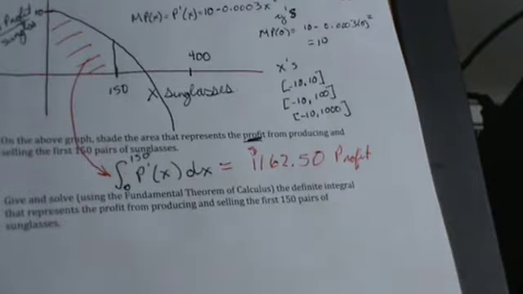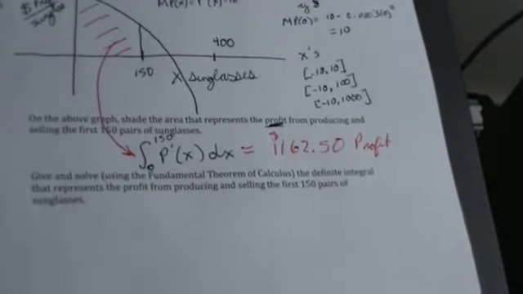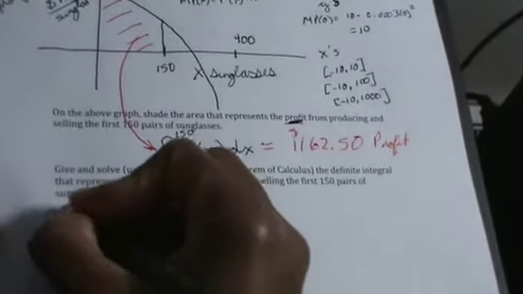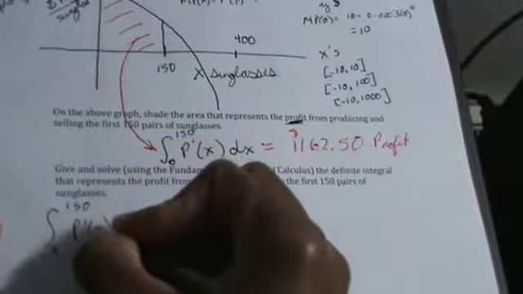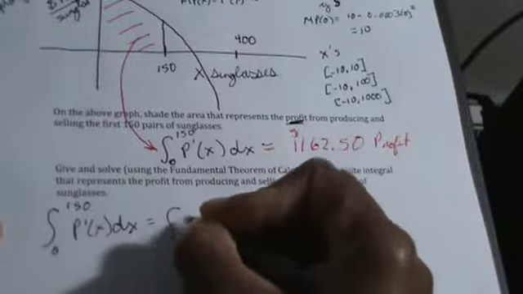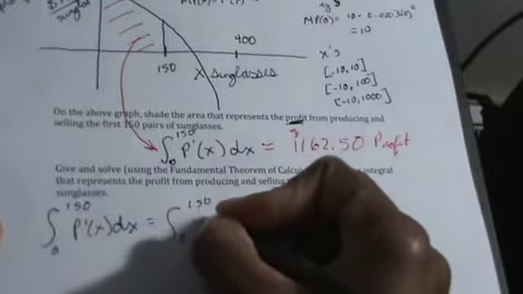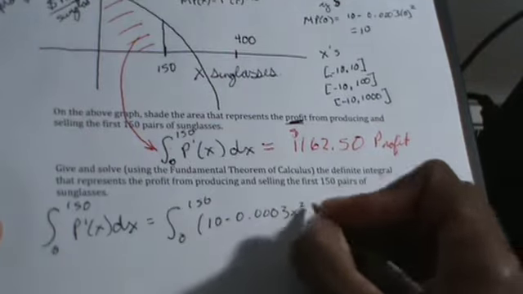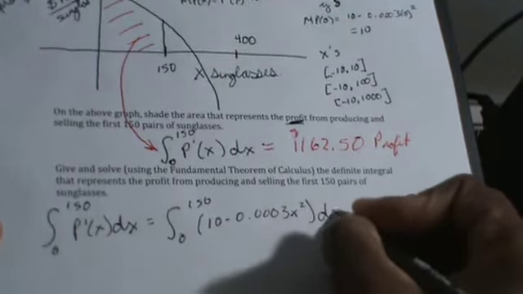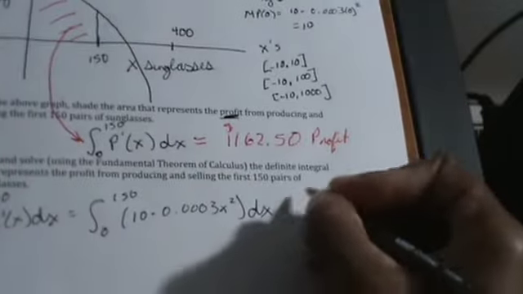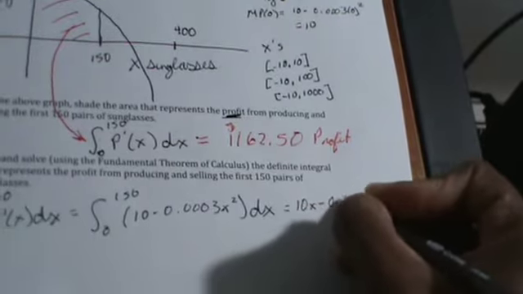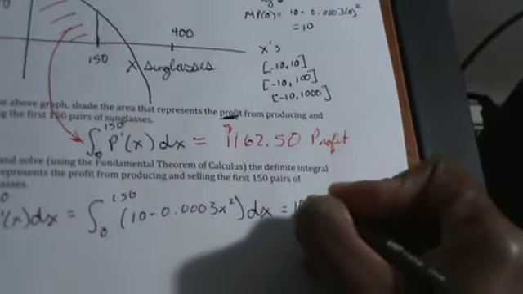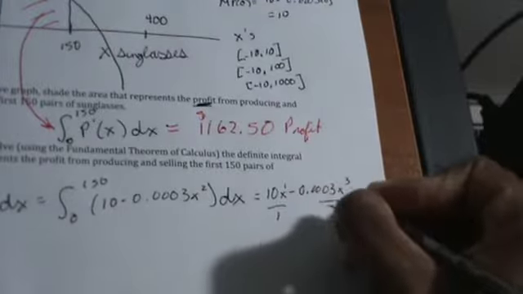Okay, so the next part says, use the fundamental theorem of calculus in order to find this number. Okay, we can do that. So the integral from 0 to 150 of p prime of x dx. Well, this equals the antiderivative or integral from 0 to 150 of 10 minus 0.0003x squared, which was the marginal profit, dx. So let's have at it. This equals 10x minus 0.0003x cubed over 3. So this is x to the first over 1 plus c.